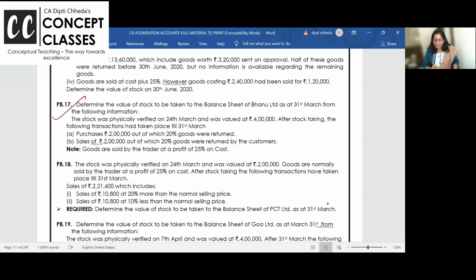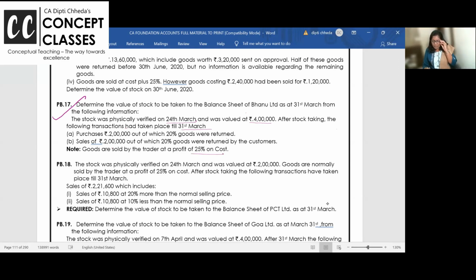17th problem we are starting now. Determine the value of the stock. It will be a good revision of yesterday's 17th and 19th. The stock was taken on 24th and it was 4 lakhs. After stock taking, the following transactions had taken place up to 31st of March. Purchases, out of which 20% goods were returned. Sales, out of which 20% were returned. And goods were sold by the trader at a profit of 25% on the cost.